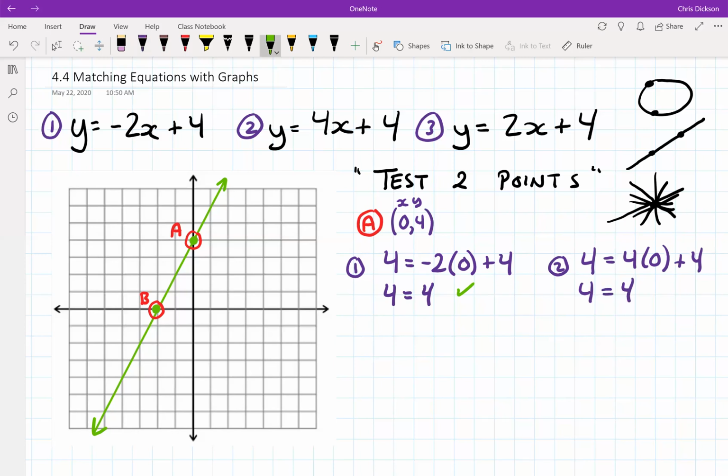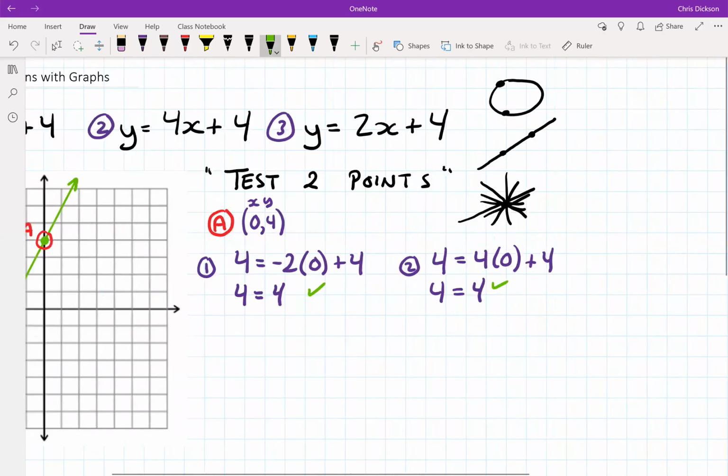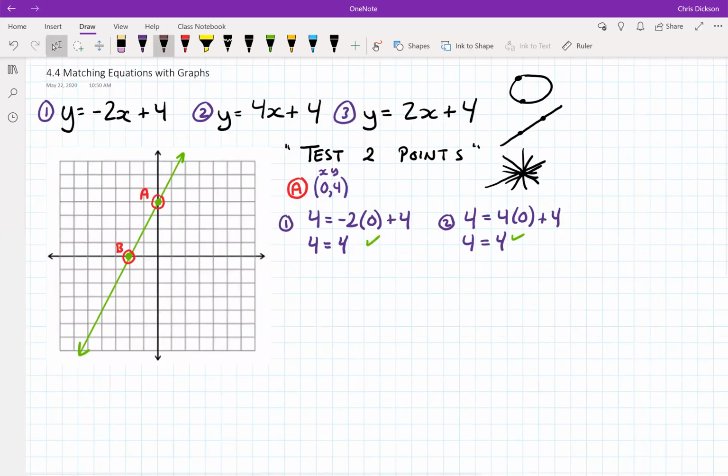So once again, that's true, which means that line also goes through point A. So there's 2 lines that go through point A. And if I look at equation 3, I put that into that equation. So 4 equals 2 times 0 plus 4. And once again, 4 equals 4. So really, that tells me that point A is on all 3 lines.